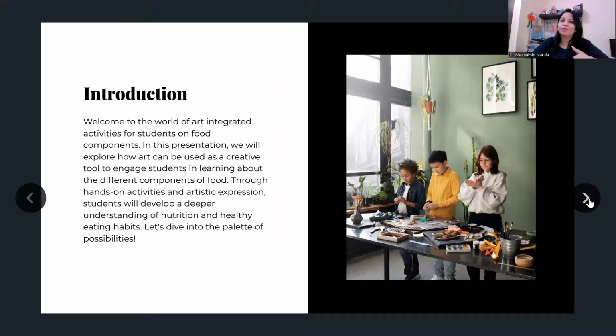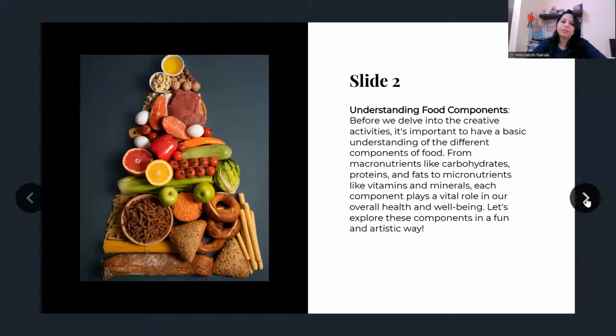You have to engage the students, right? And then elicit the topic, right? So this you will be doing. Now let's talk about a few activities. The first one is understanding the food components, right? So you have to make them understand the different food components, carbohydrates, vitamins, minerals, fats, proteins, etc.